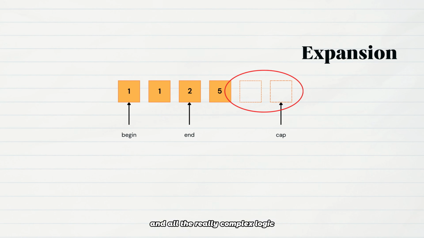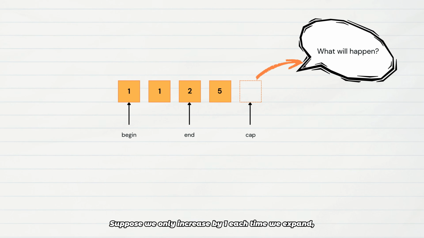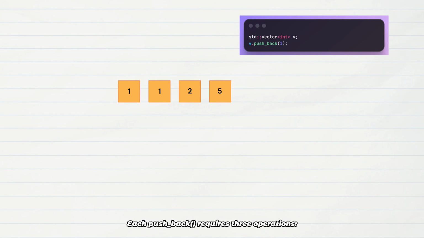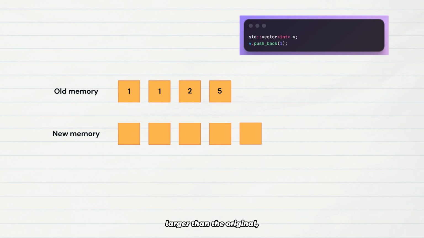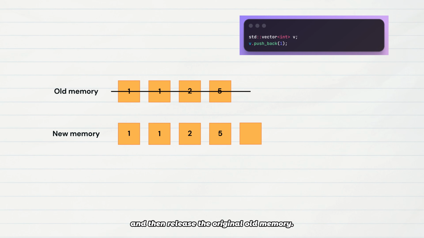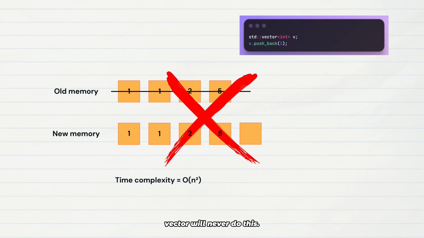And all the really complex logic lies in the moment of expansion. Suppose we only increase by 1 each time we expand. What will happen then? Each pushback requires 3 operations. Allocate a new memory block 1 larger than the original, copy all old elements to the new memory, and then release the original old memory. In this way, the time complexity directly becomes O(n squared). So vector will never do this.